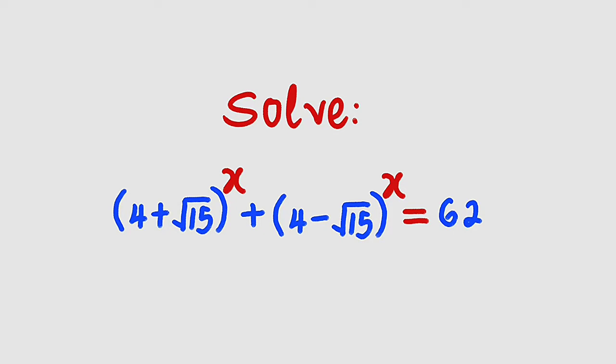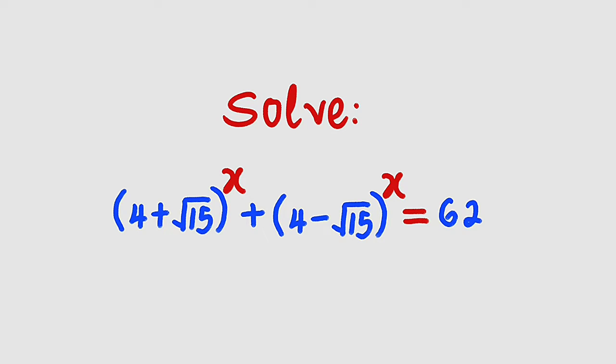Hello, good day viewers. In this tutorial I'm going to show you how you can solve this Olympiad mathematics question without any substitution. We are asked to solve the equation (4 + √15)^x + (4 − √15)^x = 62. And we are only looking for the real value or values of x that can satisfy this equation.